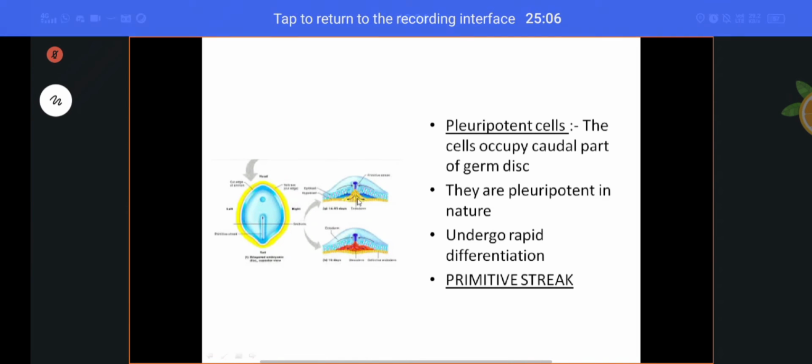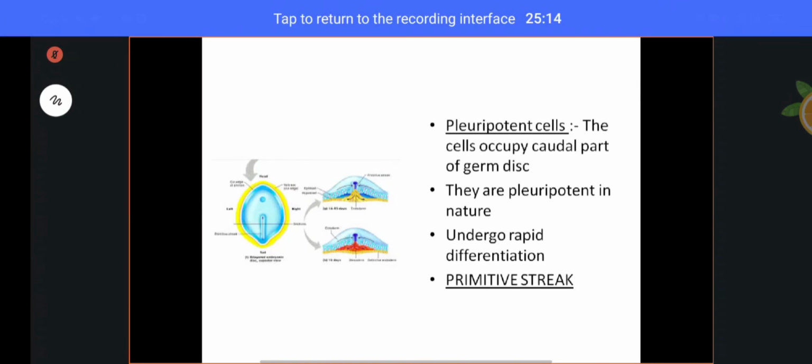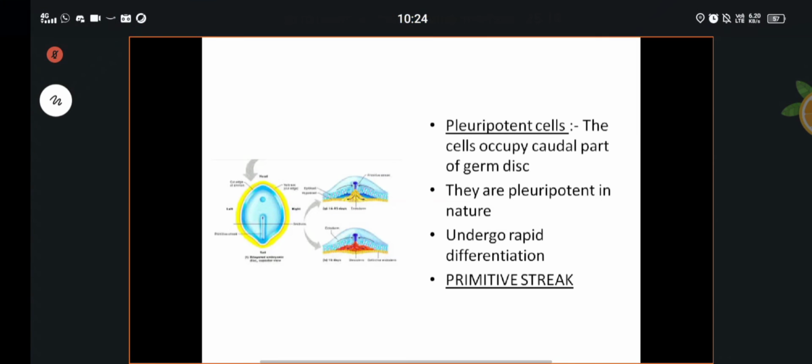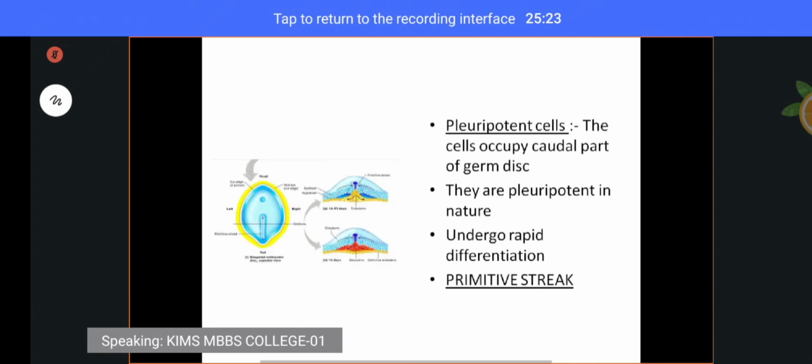Now the third one, pluripotent cells. The cells which are occupying the caudal part of the germ disc are pluripotent in nature and undergo rapid differentiation to form this primitive streak.